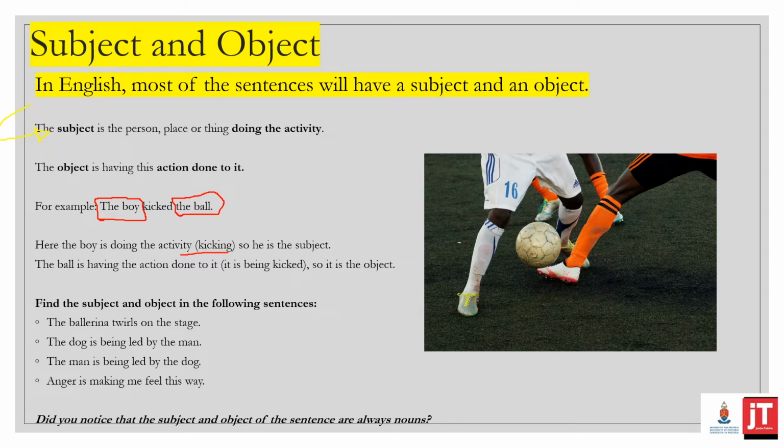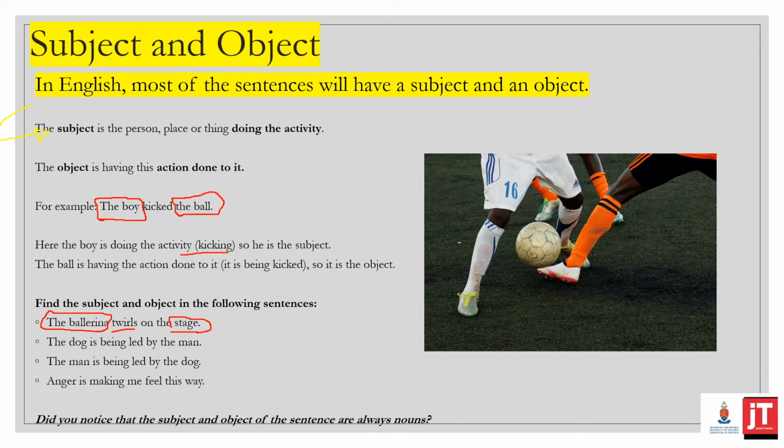The ballerina twirls on the stage. Well, first of all, let's locate some of our nouns in the sentence. Where are the people, places, or things? The stage is definitely something that you can physically touch with your feet when you're running on it or twirling on it. And what in the sentence is doing an activity? Well, the activity is twirling. Who's twirling? The ballerina. So the ballerina is the subject of the sentence, and the stage is what the activity is being kind of done on. So the ballerina is the subject and the stage is the object.